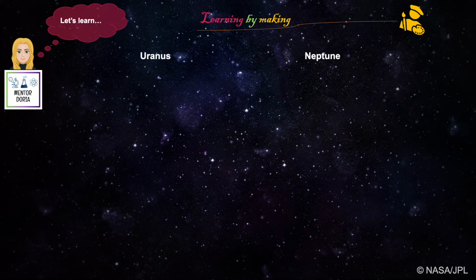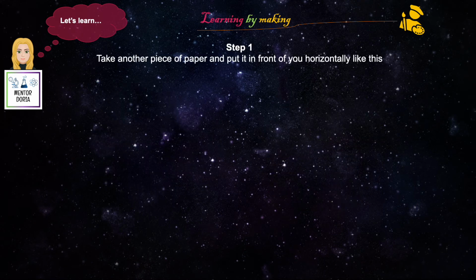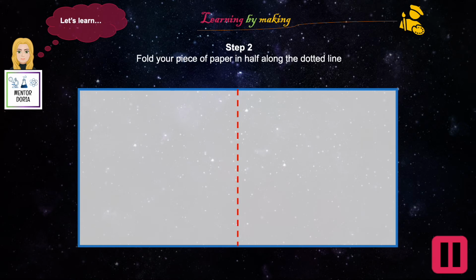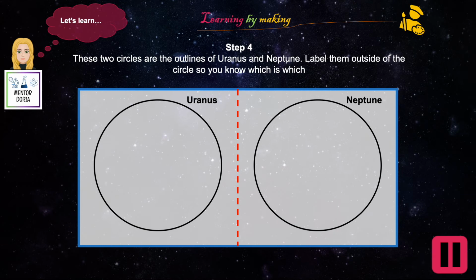The next planets we will be drawing are Uranus and Neptune. Again, grab another piece of paper and put it in front of you like this. Fold your piece of paper in half along this dotted line. Using your pencil, draw 2 circles in each half of the page like this. These 2 circles will be the outlines of our last 2 planets, Uranus and Neptune. Label them outside of the circle so you know which outline is which.